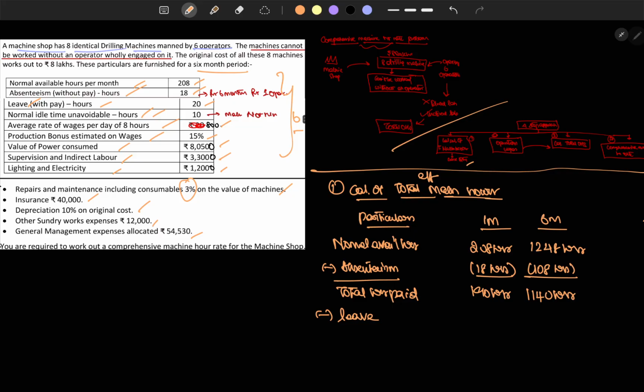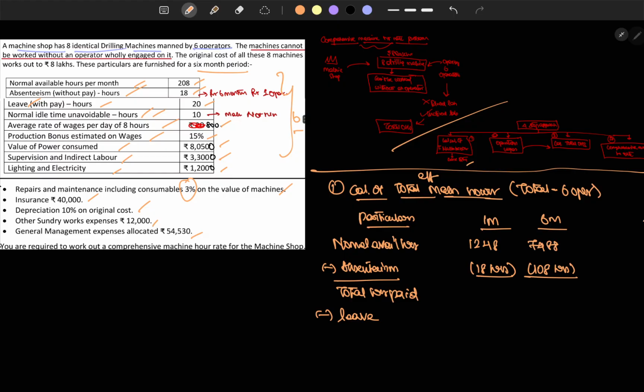Sorry, we have made a little mistake in this sum. There are totally 6 operators, right? So these values have been given for the entire 6 operators. So we have to multiply the normal available hours also for 6 operators. So what could be the normal available hours for the 6 operators? Then 208 into 6, which is 1248 for 6 months. How it could be, which is 7488, right?